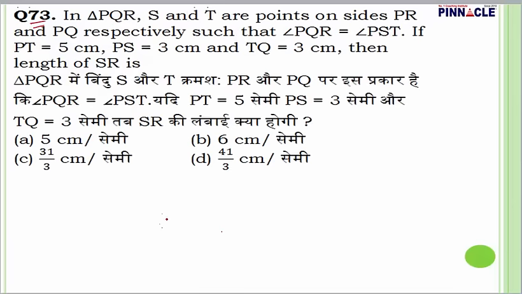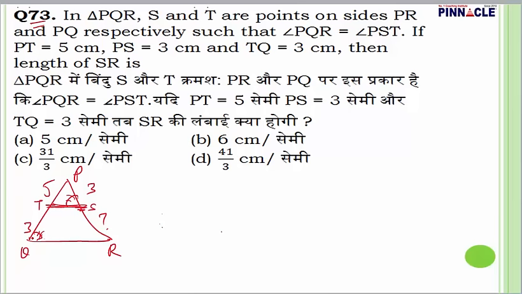Answer is A. In PQR, S and T are points on sides PR and PQ. Let's say this is PQR. S and T are the points on side PR and PQ. This is S and this is T. Angle PQR is equal to angle PST. If PT is 5, PS is 3, and TQ is 3, then we have to find the value of SR.